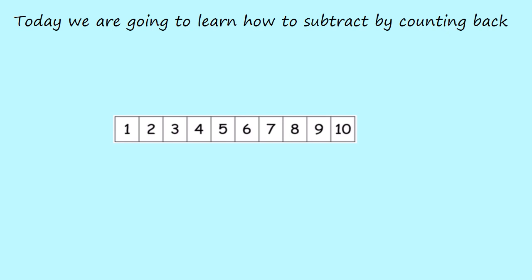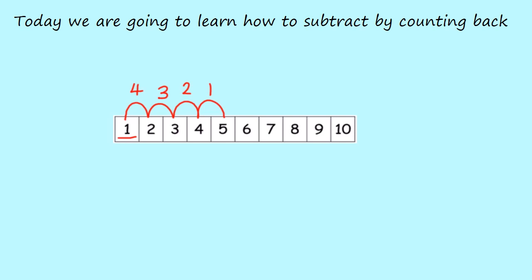Have a look at this number track. I would like us to count back from 5 to 1. You ready to count with me? 5, 4, 3, 2, 1. How many jumps did I make? Let's count them. 1, 2, 3, 4. I made 4 jumps and I landed on 1.